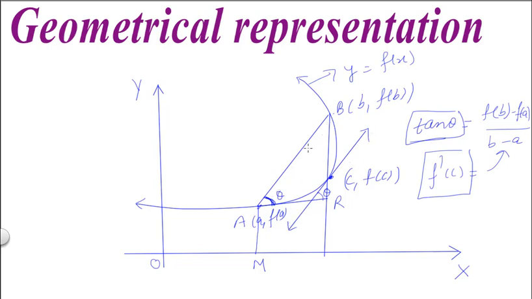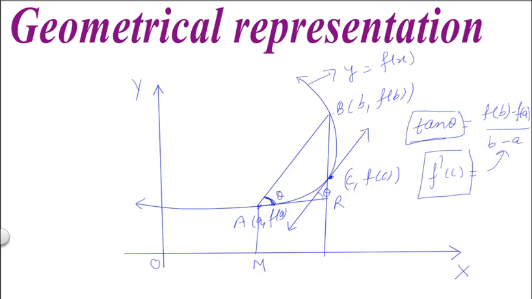Now just to see, in triangle ARB, tan theta will be equal to f of b minus f of a divided by b minus a, because it is equal to BR upon AR, that is calculated as this. Tan theta means the tangent to theta, so tan theta is f dash c only, which is dy by dx. Hence it will be equal to f of b minus f of a upon b minus a. So they are saying there will be a point c between the interval a and b where tan theta will be equal to f of b minus f of a divided by b minus a.